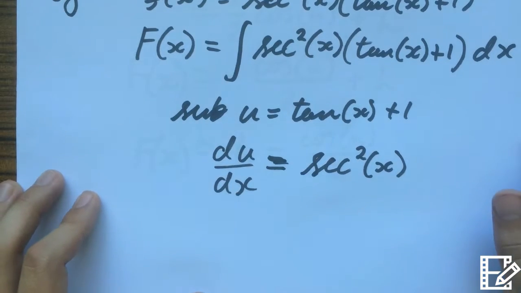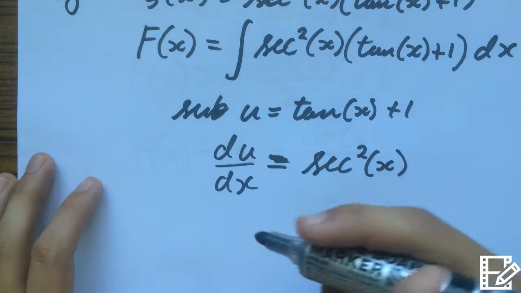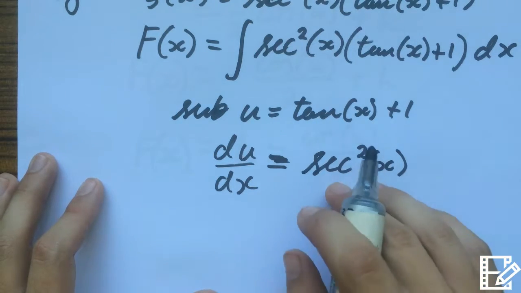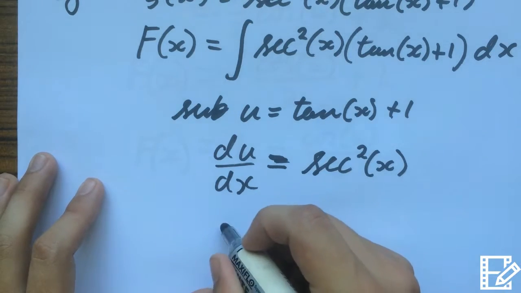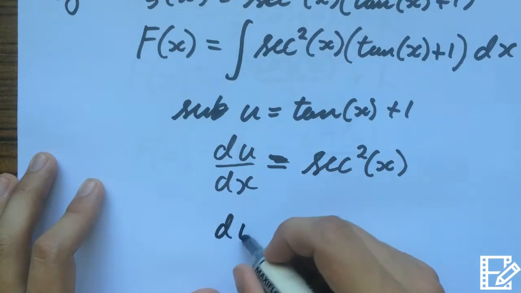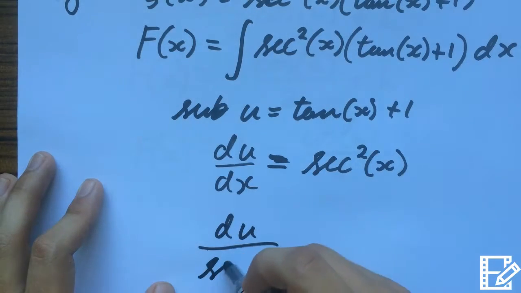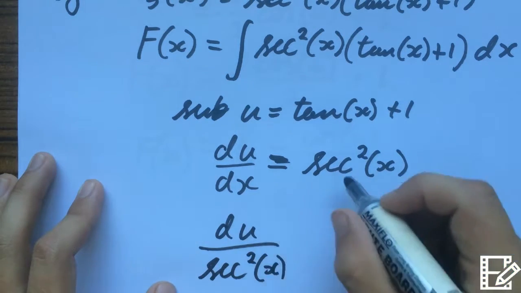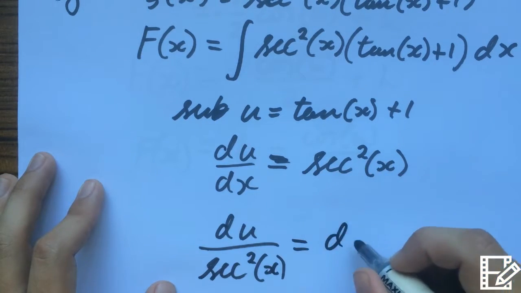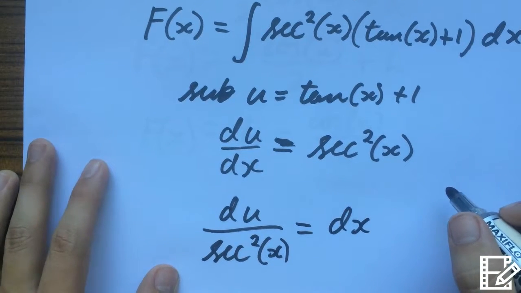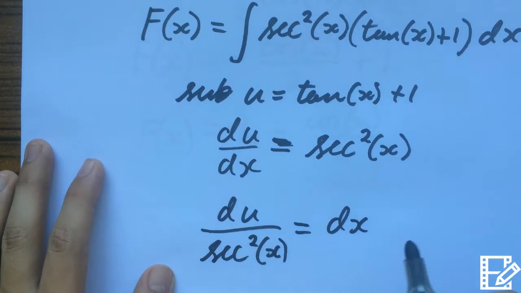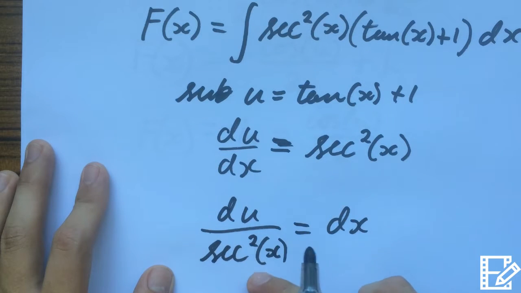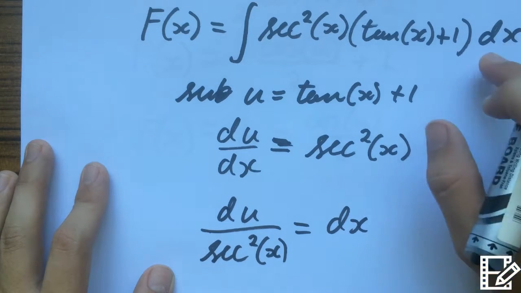That should be in the back of your math textbook, unless you're in a really low grade or a completely different type of math. But if we rearrange it, and we divide both sides by sec squared, and we multiply both sides by dx, we get that. Just like before, we'll sub in du over sec squared, because it equals dx, we'll sub it in for dx.